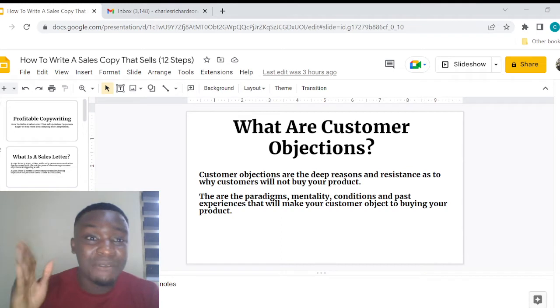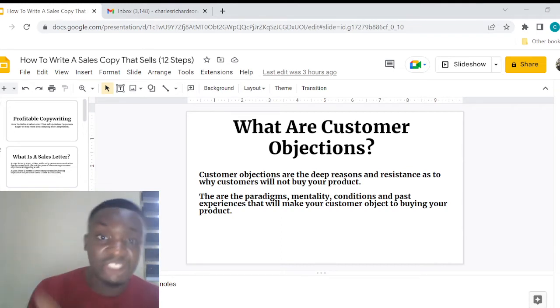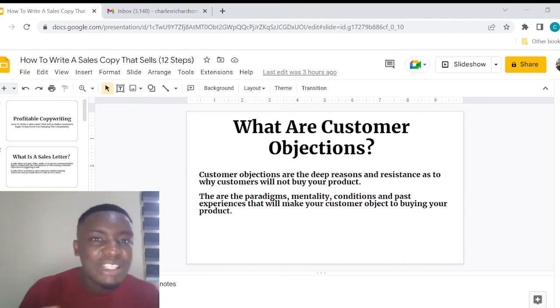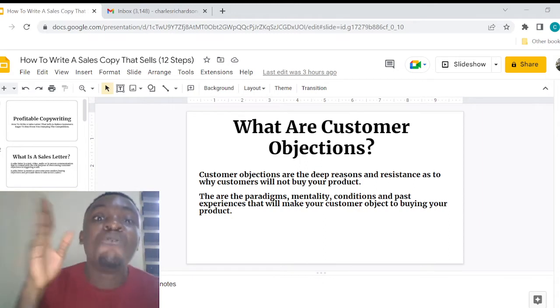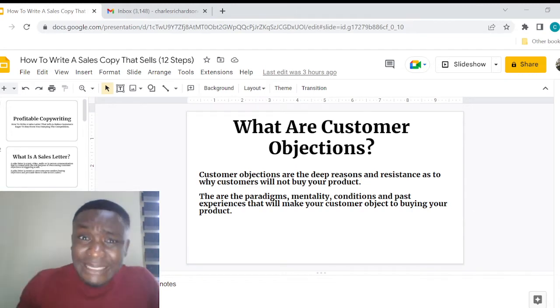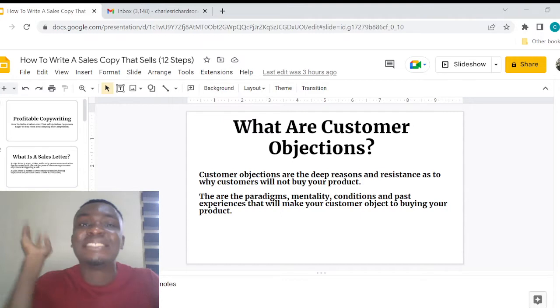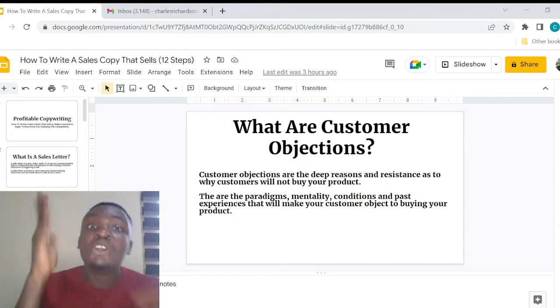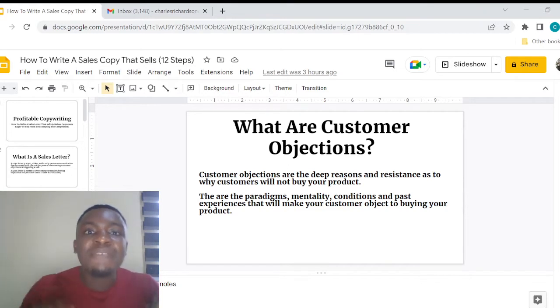Customers have resistance to every sale, whichever niche, whether you are going into the weight loss niche, the make money online niche, the skincare niche, the beauty niche, whichever niche you are trying to go into, customers have resistance and objections as to why they will not buy your product. This form of objections can come in form of paradigms, mentality, conditions. There are some people who believe that any product that is online does not work. Some people believe that they cannot lose weight through buying products online. Some people believe that your beauty products can never remove pimples from their face.